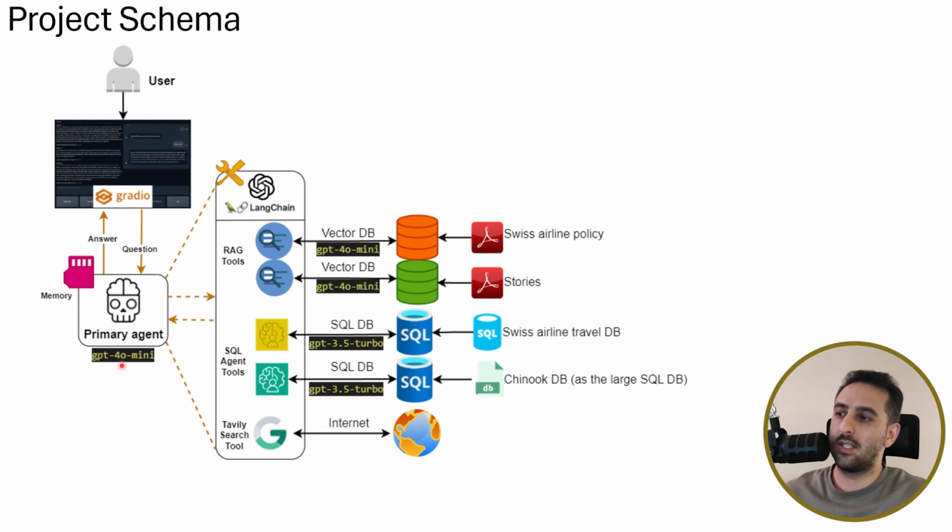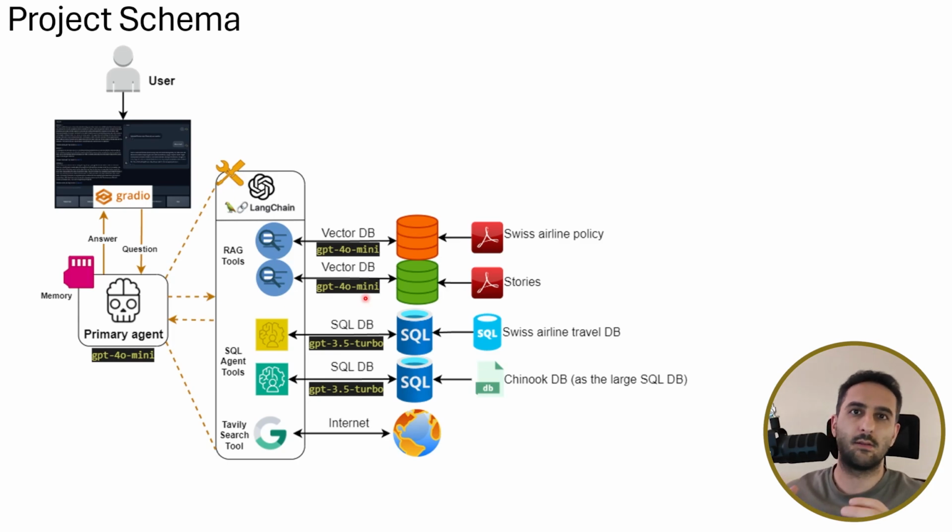You can also see that I'm using different GPT models here. I'm using GPT-4 Omni for the primary agent and also for the RAG tools. But for the SQL agent tools, I'm going to use GPT 3.5 Turbo. The reason is that I tested GPT-4o Mini and GPT-4o in the SQL agent tools. I saw in the LangChain documentation that they suggest switching from 3.5 Turbo to 4o Mini, but for some reason, it doesn't work. If you switch to either of these two models, GPT-4o Mini or GPT-4o, it fails to give you the answer from the SQL agents.